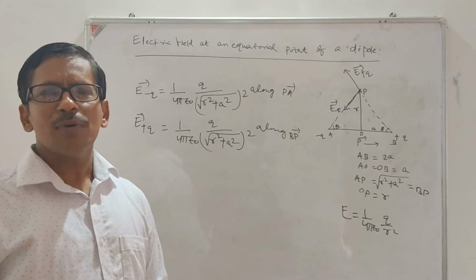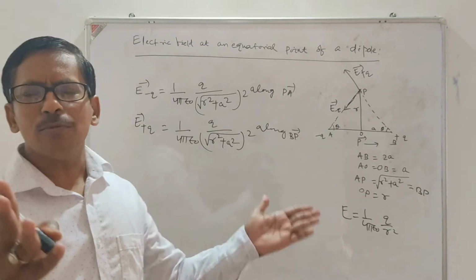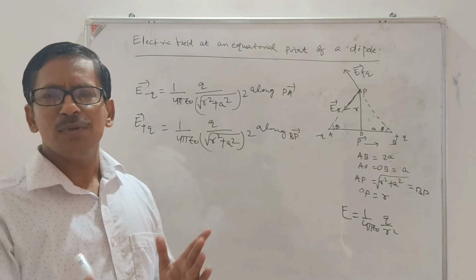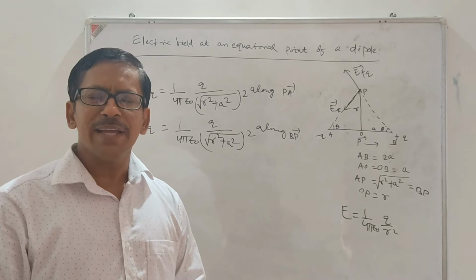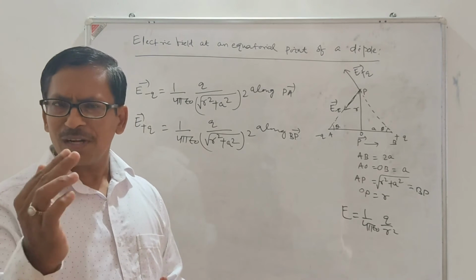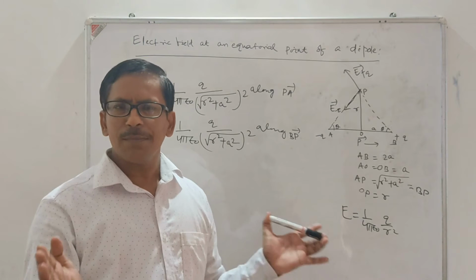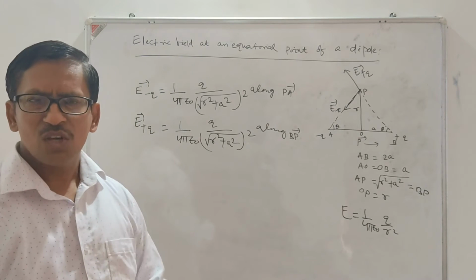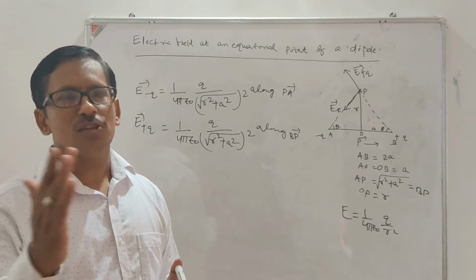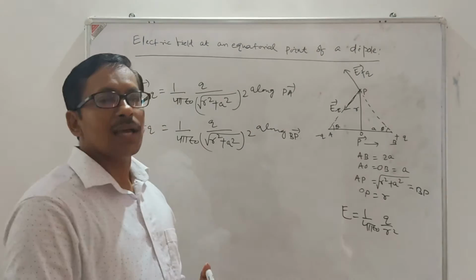Now we have got two fields, one is E plus Q, one is E minus Q, and we have to get the resultant of these two fields. Let us find the resultant field. How to get this? Two different methods are there. We can apply the parallelogram law of vector addition, or we can resolve into components, resolution of vectors. That also can be applied.